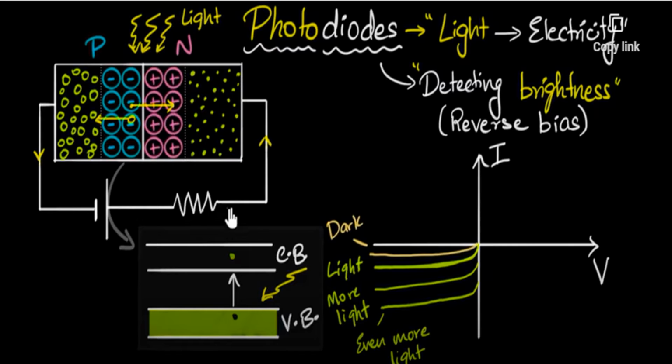Please see the figure shown. Here we will learn about photodiodes. Photodiodes are electronic devices which convert light energy into electricity or electrical energy. Basically, photodiodes are PN junctions.